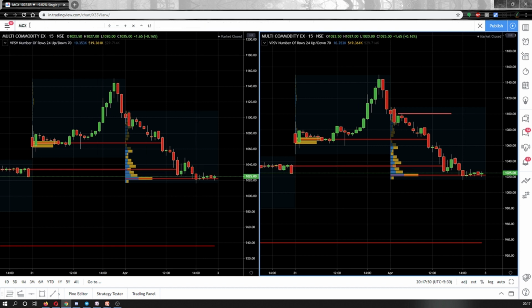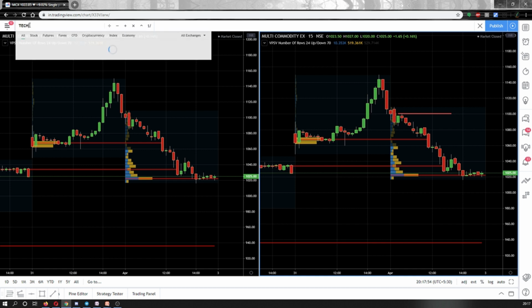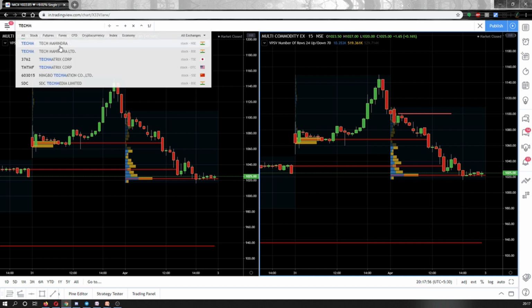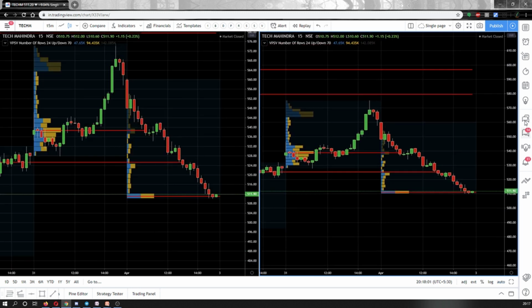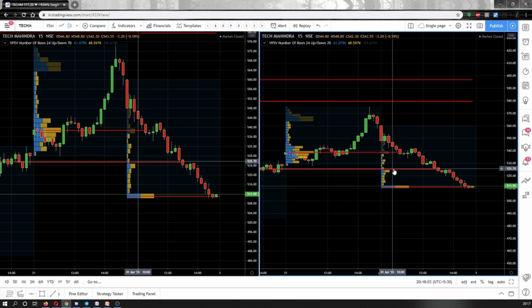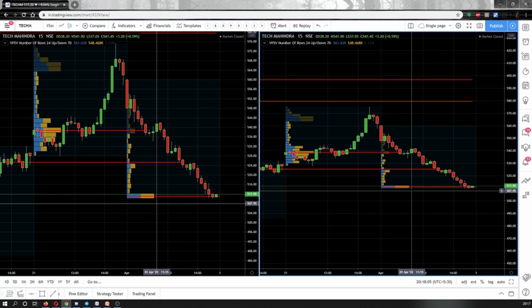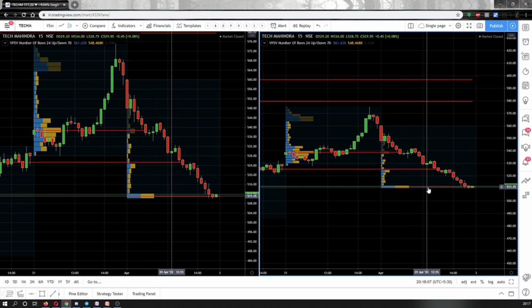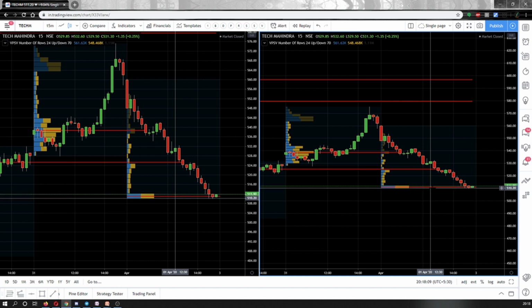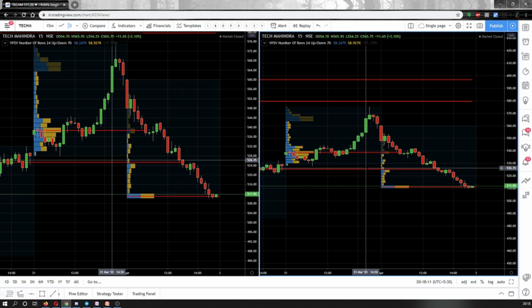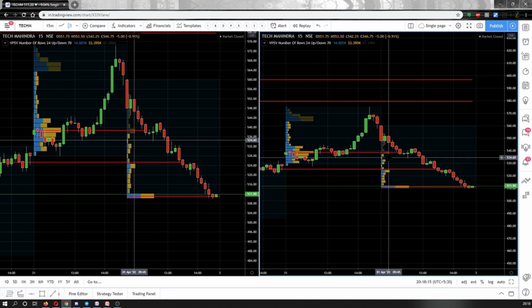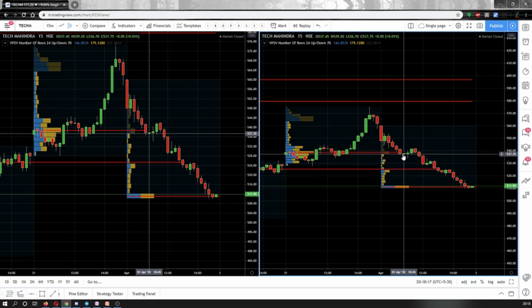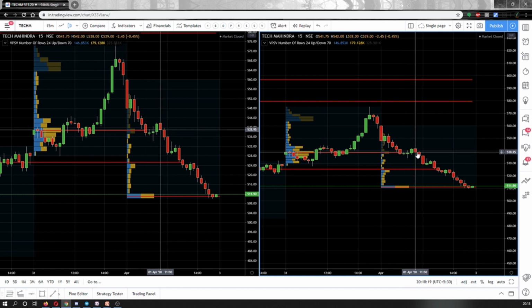So if I take you to, let's say, Techem, just for an example, this is the way Techem was. You can see today's POC is the last red line. But as I said, this will be fluctuating throughout the day. Have a look at the POC of the previous days. So this was yesterday's POC. Once that was breached, it fell.